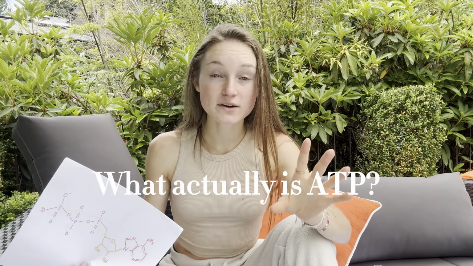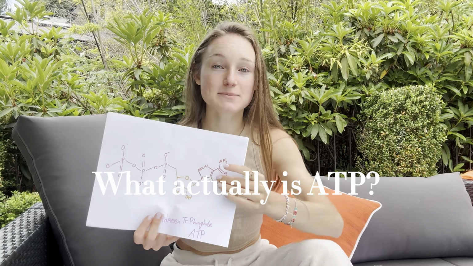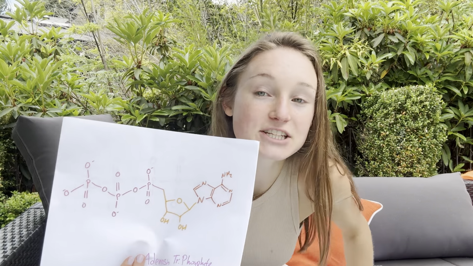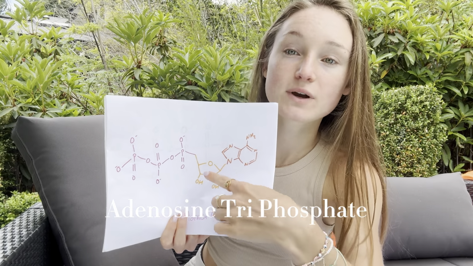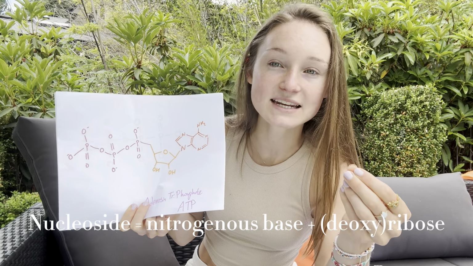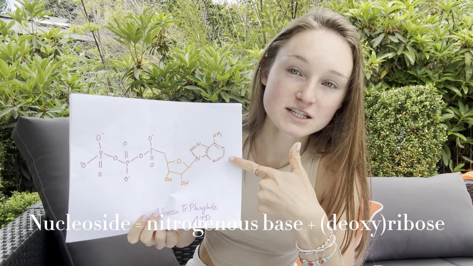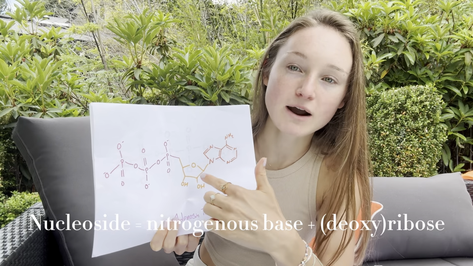Okay, part 1. What actually is ATP? This is literally ATP. It is adenosine triphosphate. If you're familiar with DNA chemistry, you already know what nucleosides are. If you're brand new to DNA chemistry or biology, molecular biology, biochemistry, adenosine is a nucleoside. So it is a nitrogenous base plus a ribose.